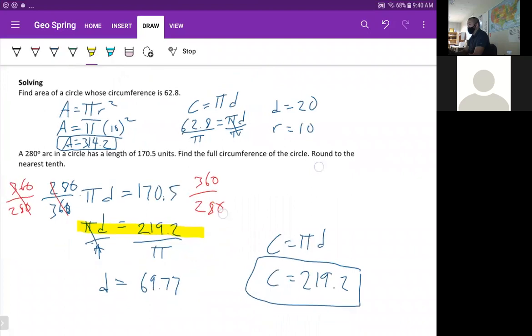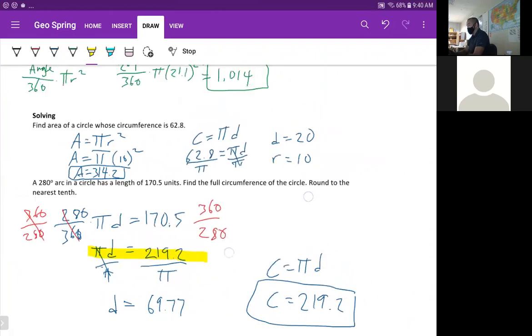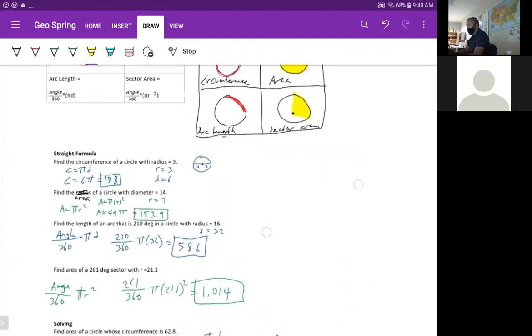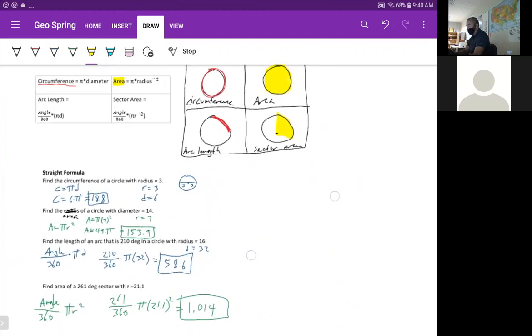So this bottom part is for 13 to the end. When you start off, you're just using these formulas straight up, 1 through 12.